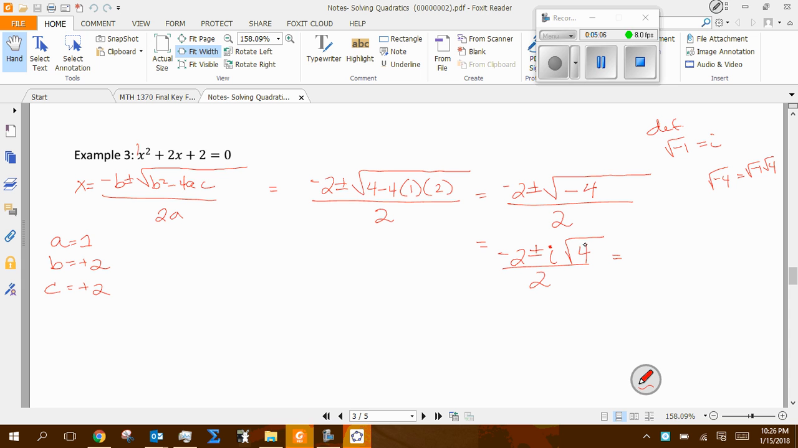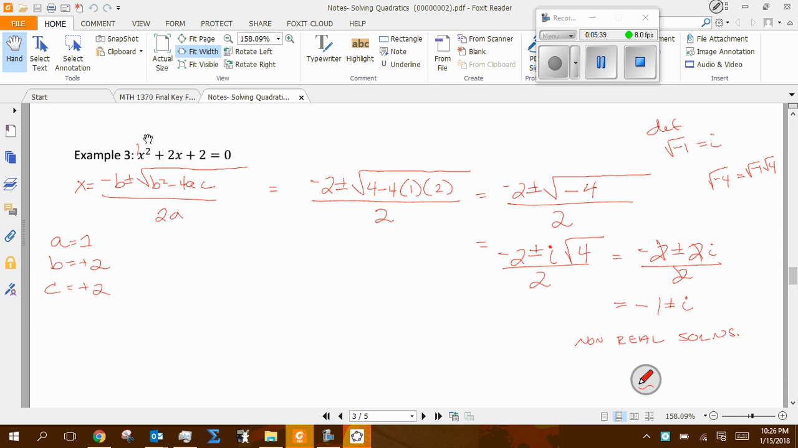I can still clean things up a little bit. The square root of 4 is 2. So we get negative 2 plus or minus i times 2. So we should usually write that 2i. Now divided by 2. Now because everything has a factor of 2 in it, you can basically cancel them out. It gives you negative 1 plus or minus i. Both of those are non-real solutions. When you end up with a square root of a negative, you get non-real solutions.